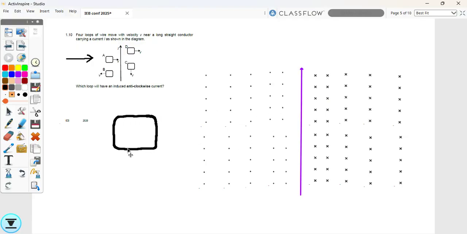That's not supposed to happen. My dots are not supposed to move. All right, there's my coil again. And now I'm going to move it out of the field. So now I'm going to move it this way.